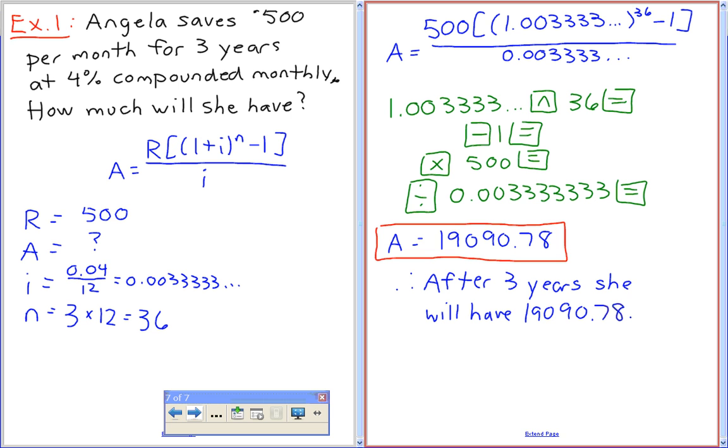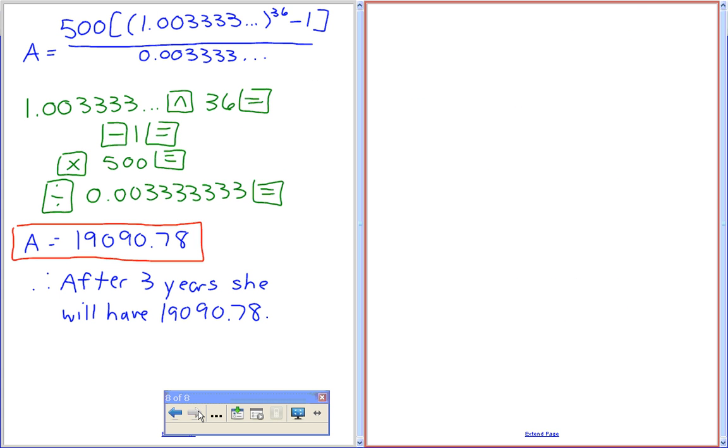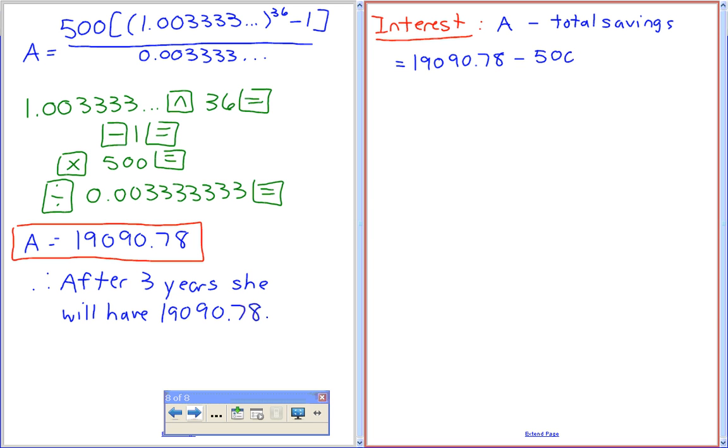The answer to this question, what she actually saved, was 500 times 36. Once you find out what that number is, that's how much she actually put in. The interest will be the leftover part. So what the interest is going to be is your total, and I'm just going to do it for this question because I will ask you in your test somehow, it is going to be your A minus your total savings. So in this case, it's going to be 19,090.78 minus 500 times 36.